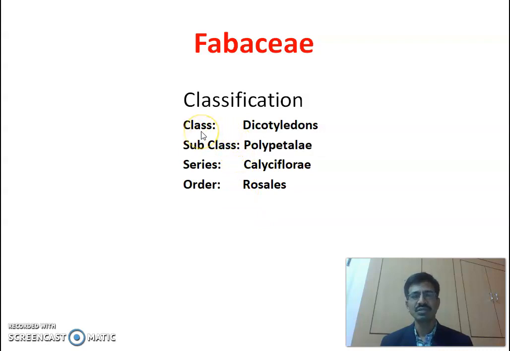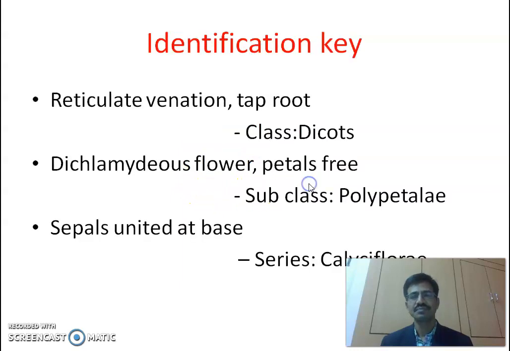And now classification. It belongs to the class Dicotyledons. That means it shows the taproot system and reticulate venation on the leaves. And it belongs to the subclass Polypetalae. That means we observe the free petals. That means polypetalous condition is observed in this family, and also dichlamydous flowers are observed. Next, it belongs to the series Caliciflorae, and also it belongs to the order Rosales.